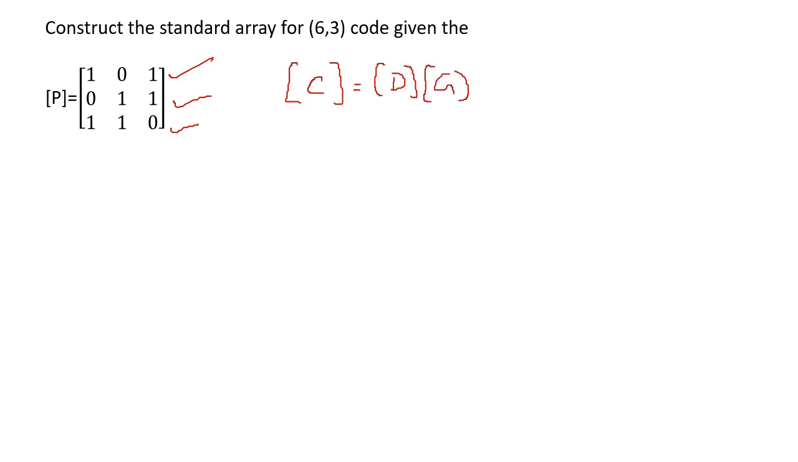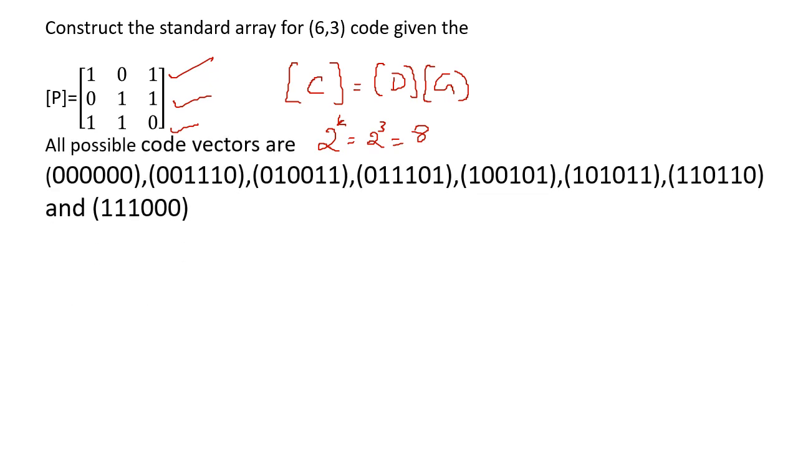So if you find all possible code vectors here, we are going to get 2 to the power of k, which is 2 to the power of 3, that is 8 possible code vectors, and these code vectors will be of the form 0 0 0 0 0 0, 0 0 1 1 1 0, and so on. So we are going to get 1, 2, 3, 4, 5, 6, 7 and 8 possible code vectors. Next we'll see how to write the table for this as per the steps mentioned earlier.